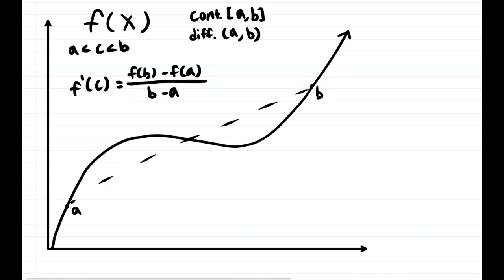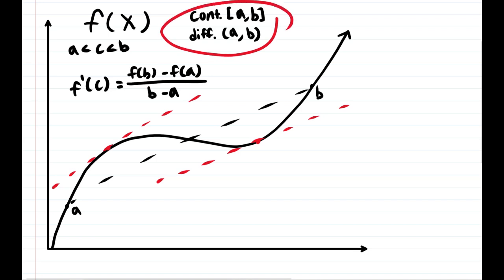If we look at this graph, we can tell that there are two possible points for c. One could be over here, and one could be over here, because at both these points, the tangent line is parallel to the average rate of change of the function. And this always applies if the conditions are met.